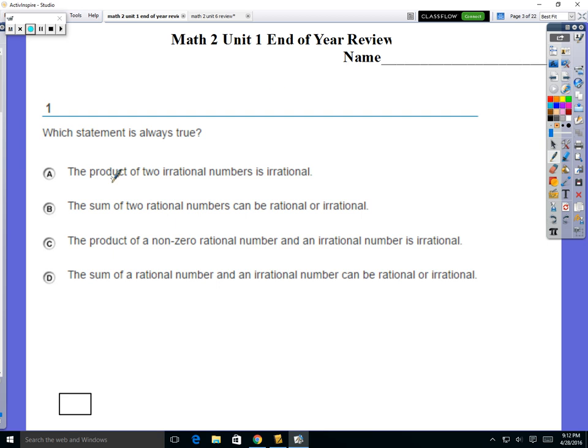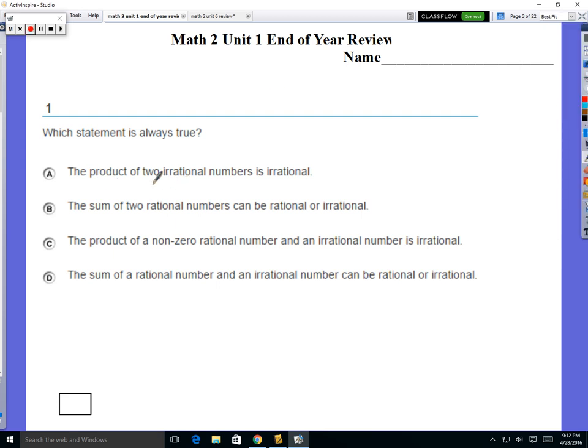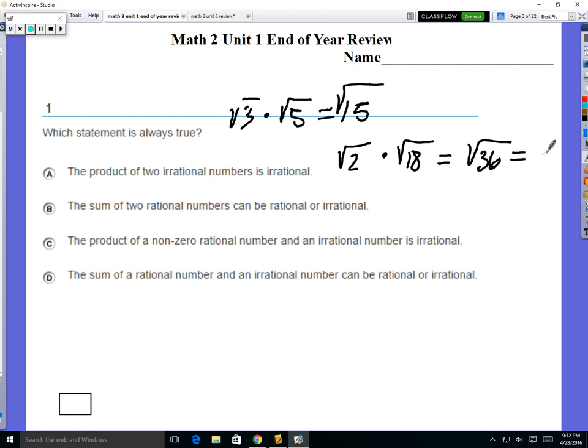So, if you times 2 irrationals, it will always be irrational. And so, like an irrational, think of the square roots. So, if you times square root of 3 times square root of 5, that does end up being square root of 15, which is irrational. So, that's true, but if I take square root of 2 and times it by square root of 18, I can create a square root of 36, and that leaves the world of irrational and turns into a pretty sweet number. So A is not always true.